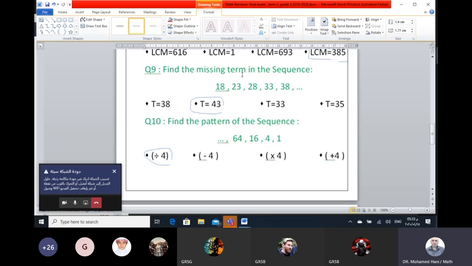The question now: find the missing term in the sequence. We have 18, 23, 28, 33, 38. The first step, study the sequence. Find the pattern.